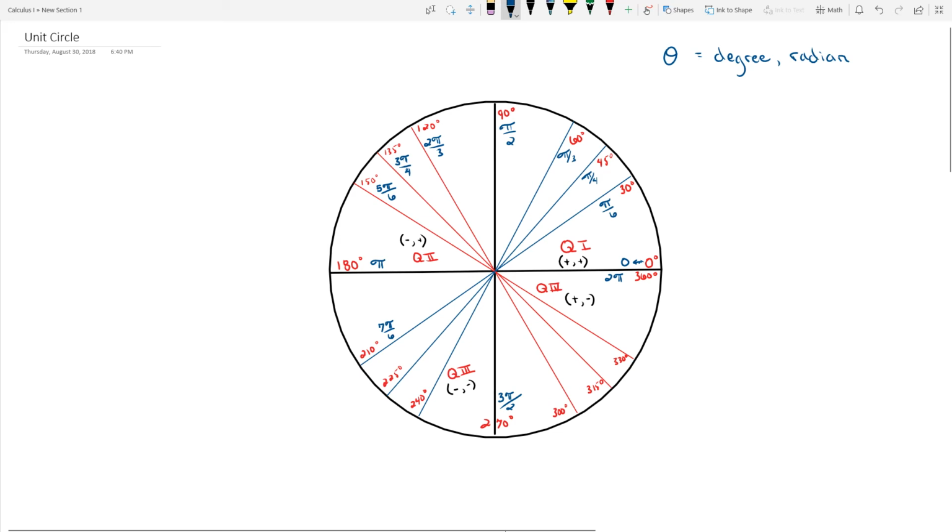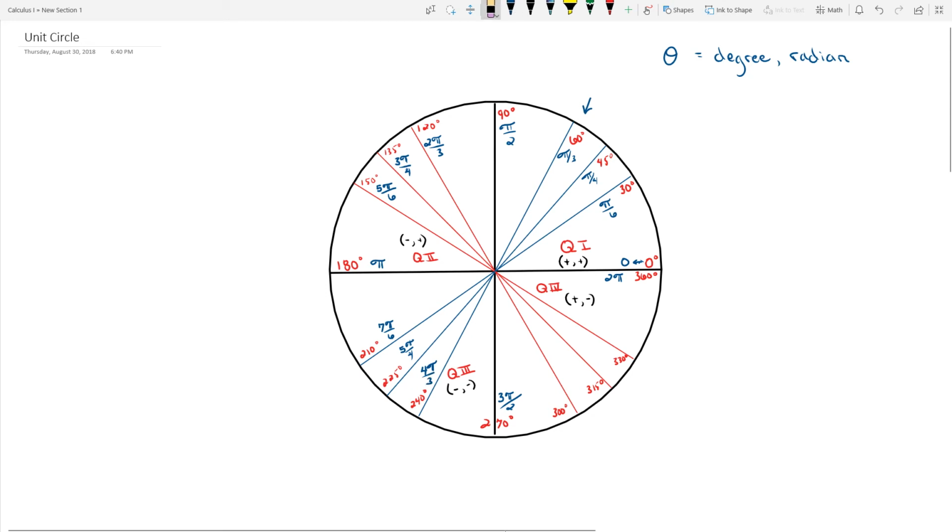And then we have 225. Its reflective is going to be 45 degrees, or pi over 4. So it's the denominator 4 plus the numerator 1. So that's going to make it 5 pi over 4. And at 240 degrees, that will be the reflective of 60, pi over 3. So we're going to do a denominator of 3 plus 1 gives us 4 pi over 3.